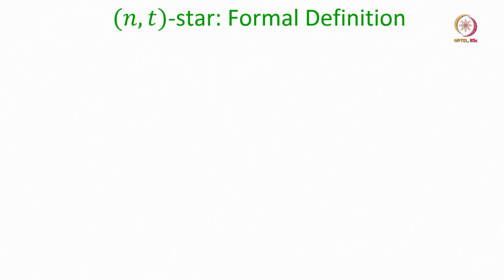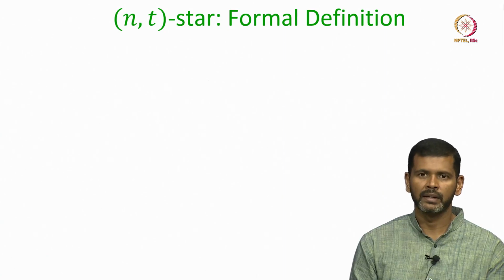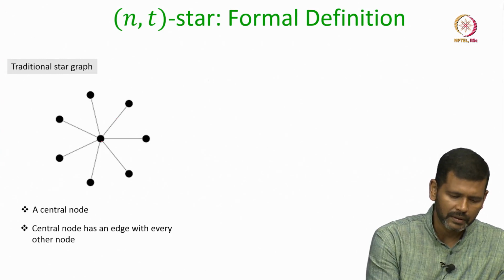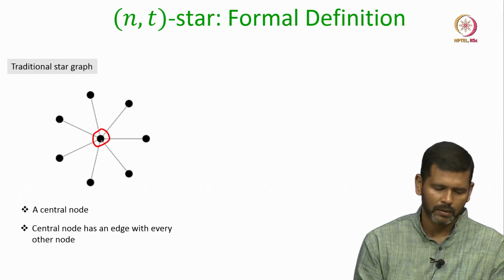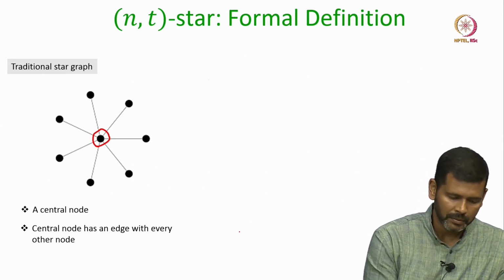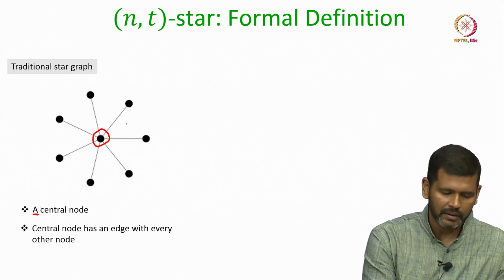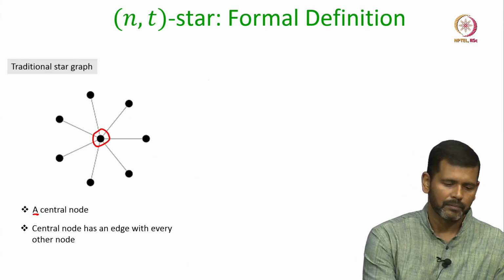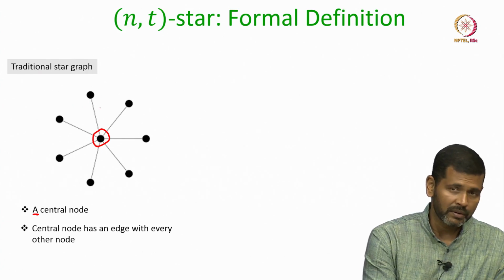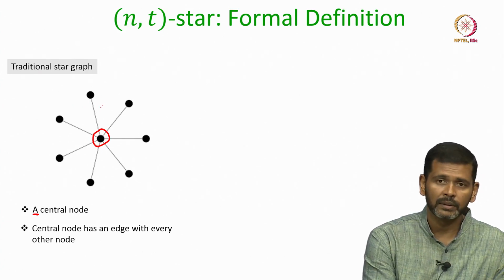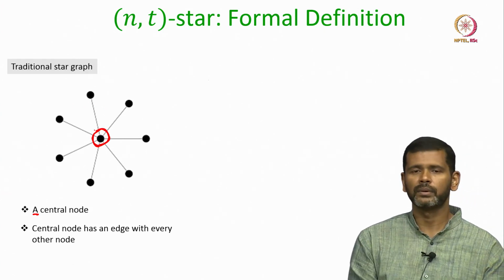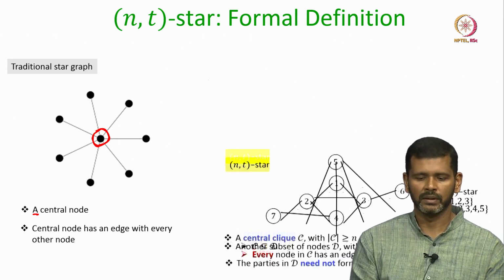So, let us first formally define what do we mean by NT star structure. Traditionally in a graph a star is defined as follows: we have a central node, a single central node to be more specific, and that central node has an edge with every other node in the graph. The other nodes, the non-central nodes, may or may not have an edge among themselves. That is not required, but the central node has an edge with every other non-central node.